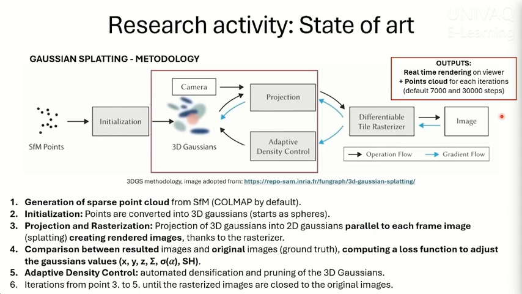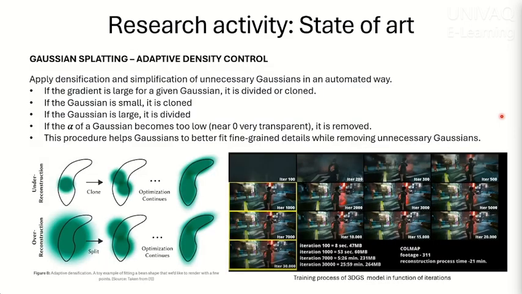As output from this methodology, we have a real-time rendering on a viewer, plus a point cloud for each iteration, which by default are set from 7,000 to 30,000 steps. In Gaussian splatting, we want to focus on the adaptive density control. For example, if a Gaussian is really, really large to define a specific detail in that part, it is divided. If it is small and still needs to define a fine detail better, it is cloned. If the alpha of the Gaussian is really, really low, so near to transparent, it is removed.